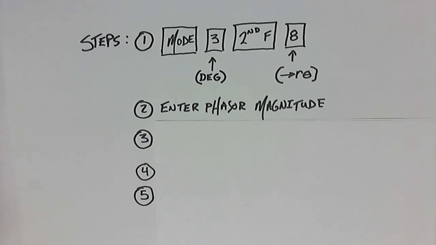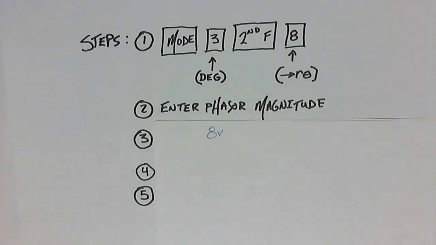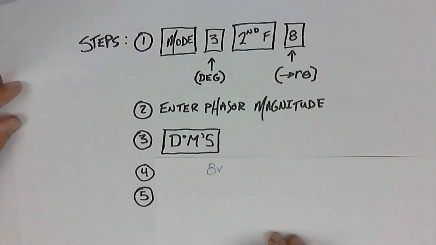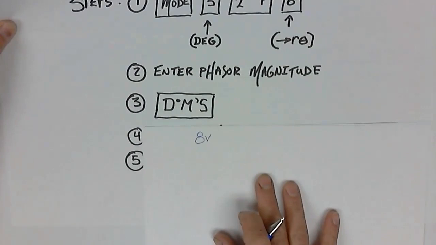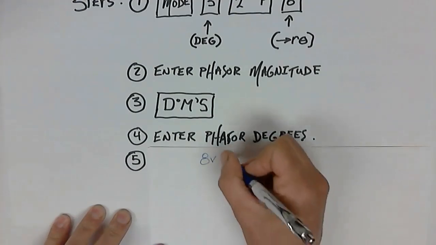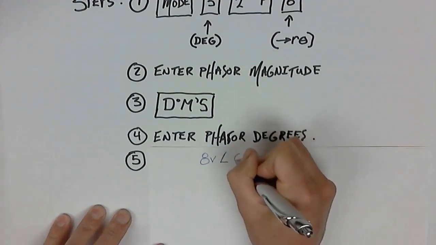At this point, you're going to enter in the phasor magnitude. So if we wanted to, we could enter in the phasor magnitude of our first phasor, which was, what do we have? 8 volts. So we can enter the number 8. We're then going to have to press DMS. What the DMS does is it allows us to now enter an angle. Because remember, we had 8 volts at 0 degrees. So now we enter the phasor degrees. It should have like a little angle looking thing on the display, and I'm going to enter in 0.